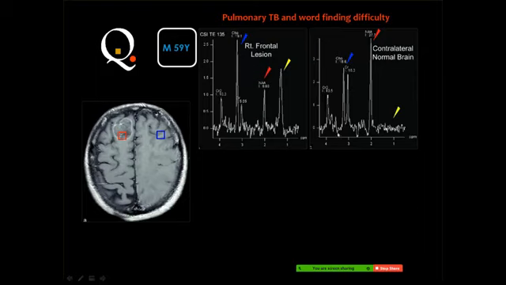See, this is the voxel of the normal brain, and this is the NAA, choline, and the creatine, and these arrow points to the lipid which are absent in the normal brain.